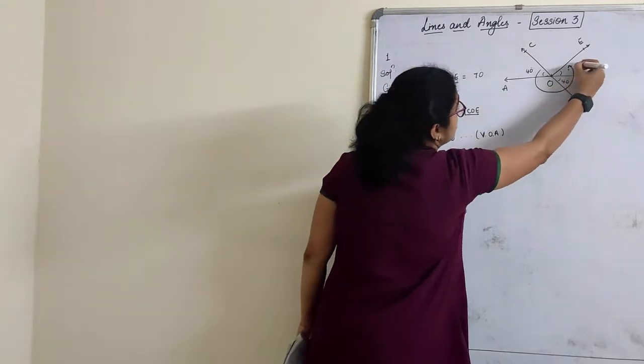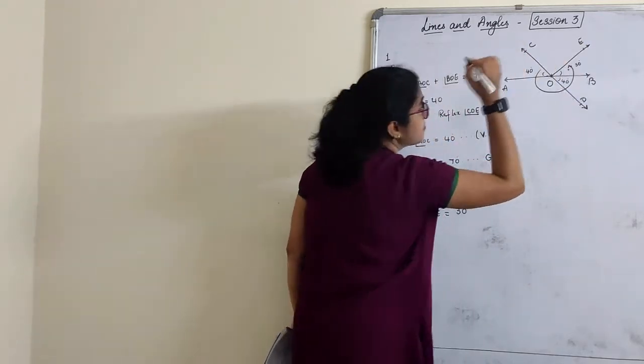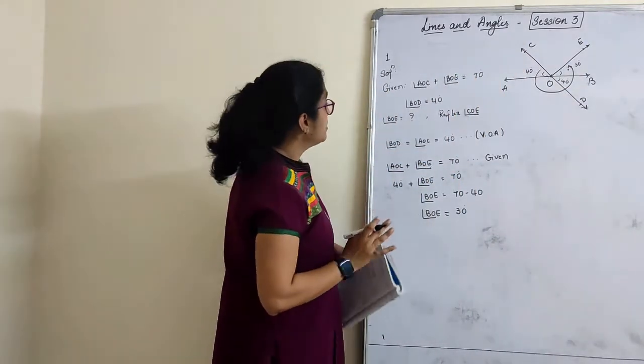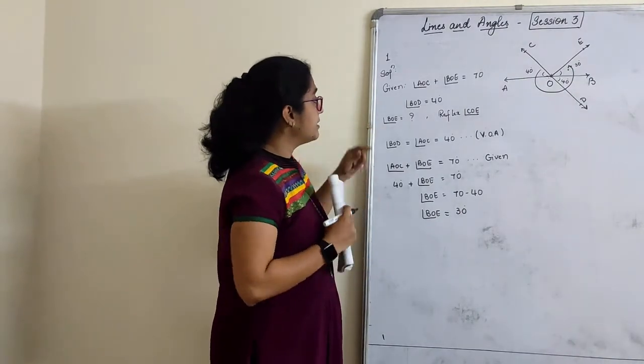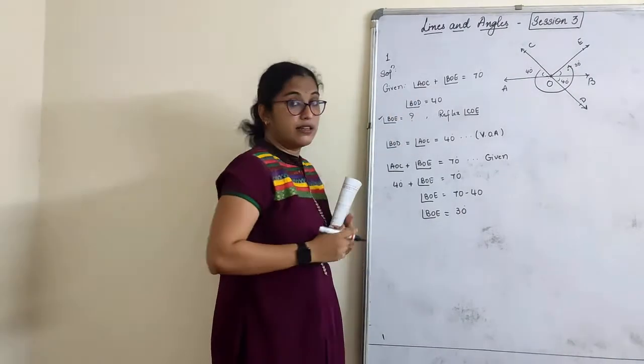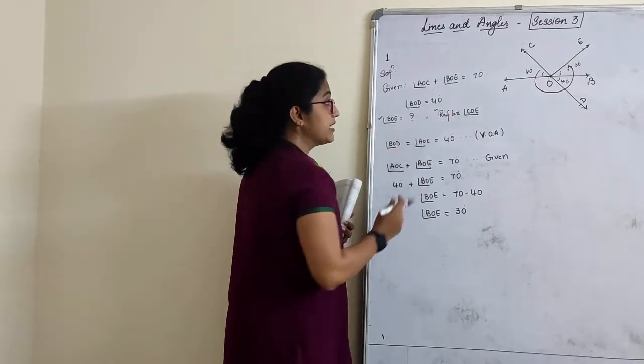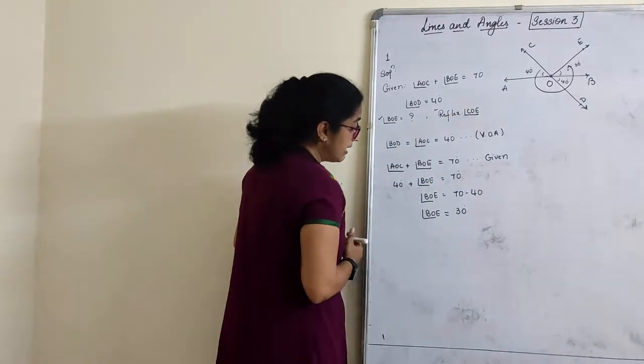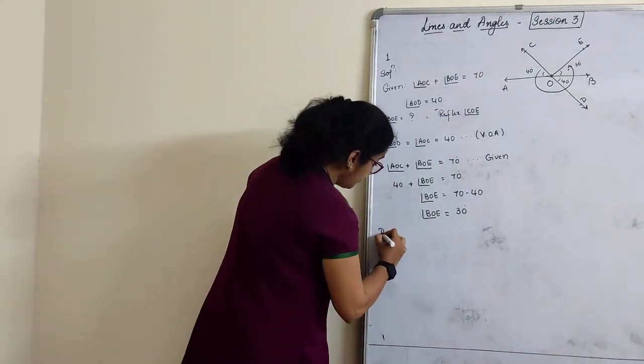So now this is how much? 30 degree. Okay. What else we had? Yes, we found out BOE now. Our thing is done. This part is done. Now only the reflex part is remaining. So directly we can write here now.